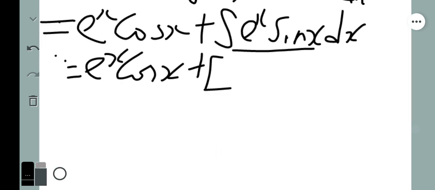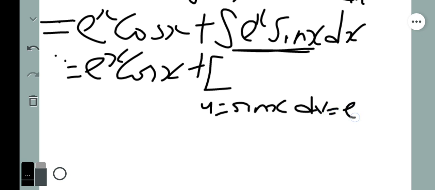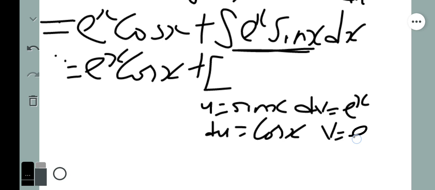now we want to integrate this one using integration by parts again. We know that trigonometry comes before exponential. That means sine x is our u and exponential x is our dv. If u is sine x and dv is exponential x, then du dx is cos x, and our v is still exponential x.